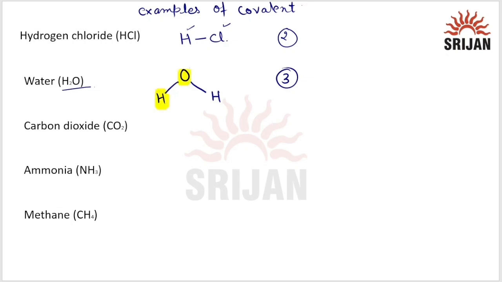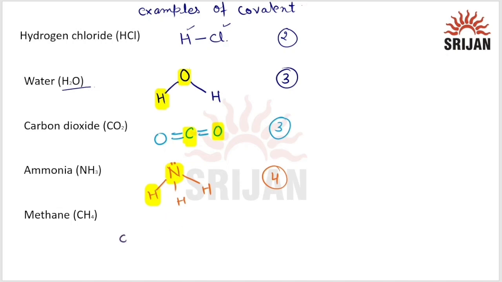Similarly, in the case of carbon dioxide, this is the structure of carbon dioxide. There are again 3 atoms. Therefore, the atomicity is 3, and carbon and oxygen are the constituent atoms. In the case of ammonia, nitrogen and hydrogen are its constituent atoms, and there are in total 4 atoms. Therefore, it is tetraatomic, that is, 4 atoms are there.